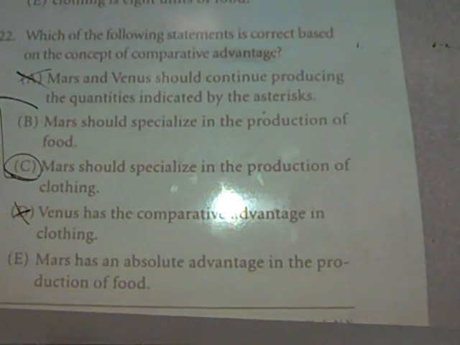I didn't draw any boxes. I forgot how to do that when I was taking the AP test. But I used my mind brain. Alright? You've got to pick something. So it's got to be B or C. It can't be this one then. And if this is wrong, then Venus should make food, Mars should make clothing.